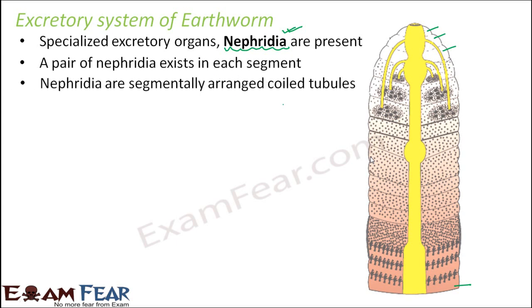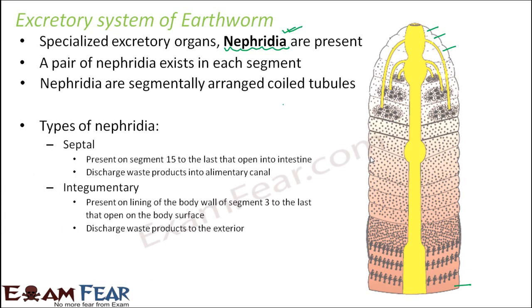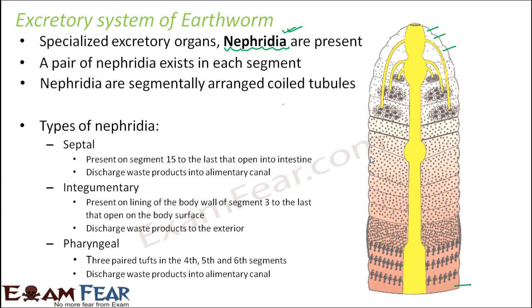So let us look at what they do. Nephridia are segmentally arranged coiled tubules. Basically in each segment they are arranged as coiled tubules. There are many types of nephridia: septal nephridia, integumentary nephridia and pharyngeal nephridia. These are the three types of nephridia. So let us quickly see what each of them does.